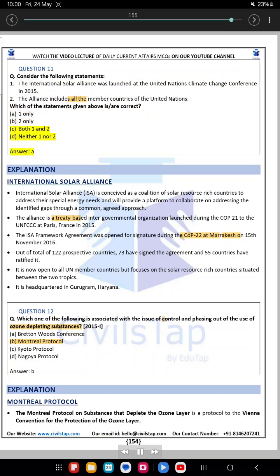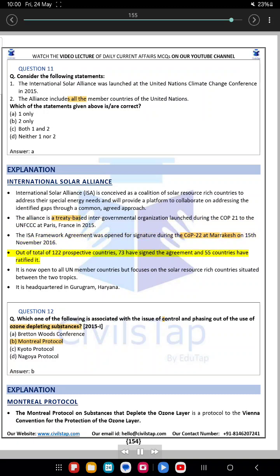Answer A. Explanation. International Solar Alliance. International Solar Alliance (ISA) is conceived as a coalition of solar resource-rich countries to address their special energy needs and will provide a platform to collaborate on addressing the identified gaps through a common, agreed approach. The alliance is a treaty-based intergovernmental organization launched during the COP21 to the UNFCCC at Paris, France in 2015. The ISA framework agreement was opened for signature during the COP22 at Marrakesh on the 15th of November 2016.